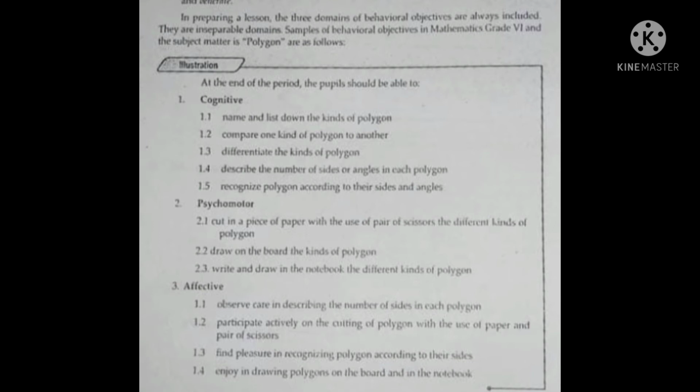Affective 1.1: observe care in describing the number of sides in each polygon. 1.2: participate actively in the cutting of polygons with the use of paper and a pair of scissors. 1.3: find pleasure in recognizing polygons according to their sides. 1.4: enjoy drawing polygons on the board and in the notebook.